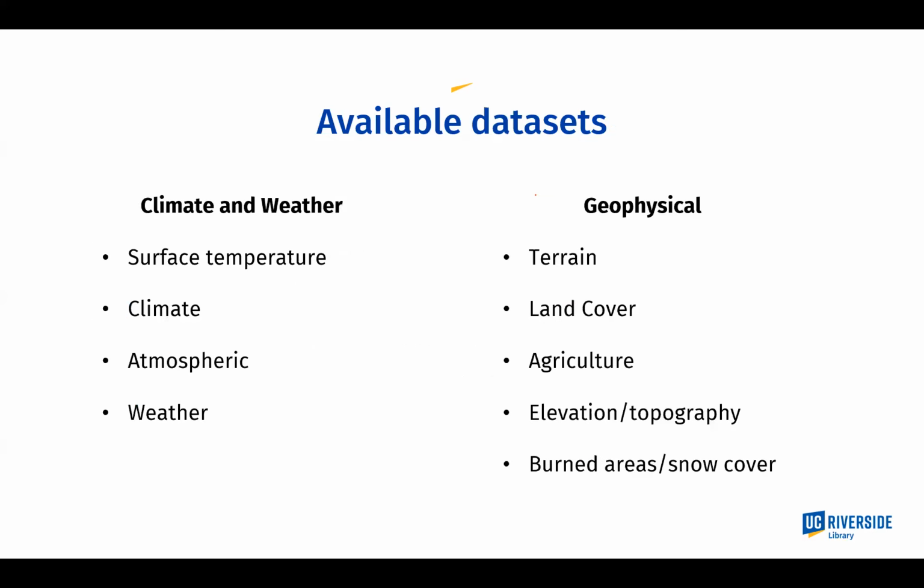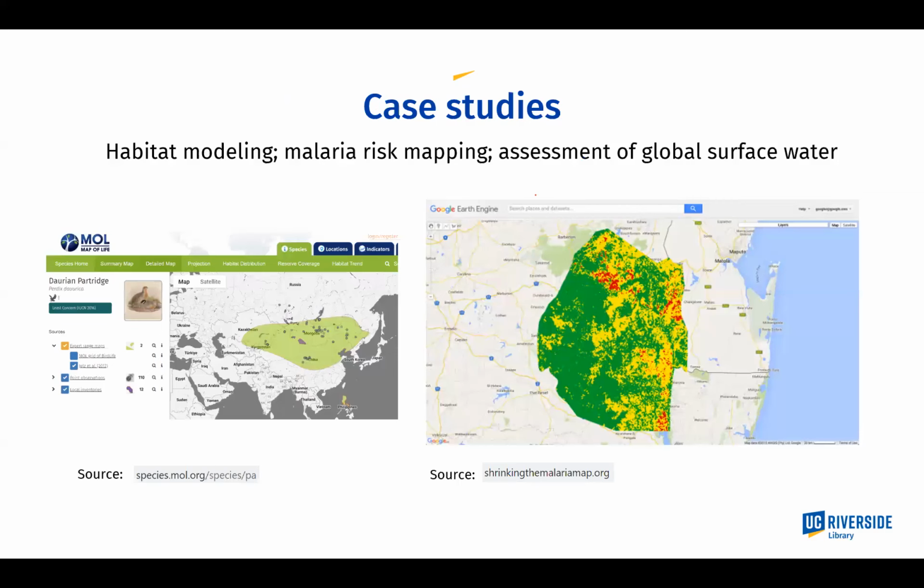And then here are some of the data sets. So you can see from this that we're really talking about earth science and climate type of data sets that they have available. These are some of the derivative products I was talking about. And some ways that people have used Google Earth Engine are in habitat modeling, an example of which is on the left here, malaria risk mapping, which is this example over here, and also an assessment of global surface water. So that gives you an idea of the types of purposes for which people have used Google Earth Engine.